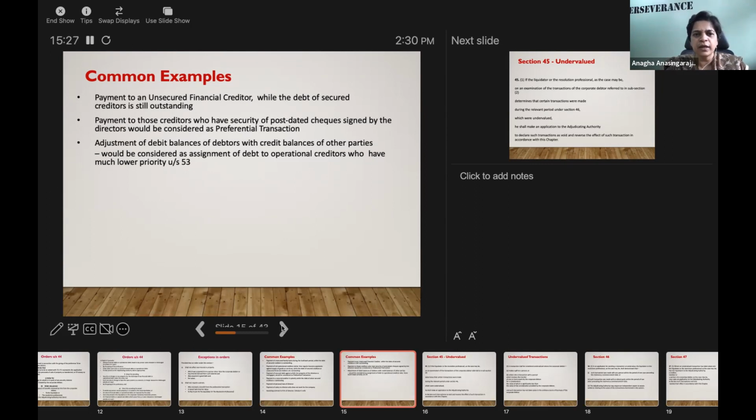Adjustment of debit balances of debtors with credit balances of other parties would also be considered as assignment of debt to operational creditors who have much lower priority under section 53. So saying that this debtor will pay you directly. So adjustment of those debit balances of those debtors and creditors will again improve the position or the status of the operational creditors. Maybe if 100 was outstanding to them, now only 20 will be outstanding to them. So in that sense, we can still consider that as a betterment of their position in the distribution chart, and we can categorize it as a preferential transaction.